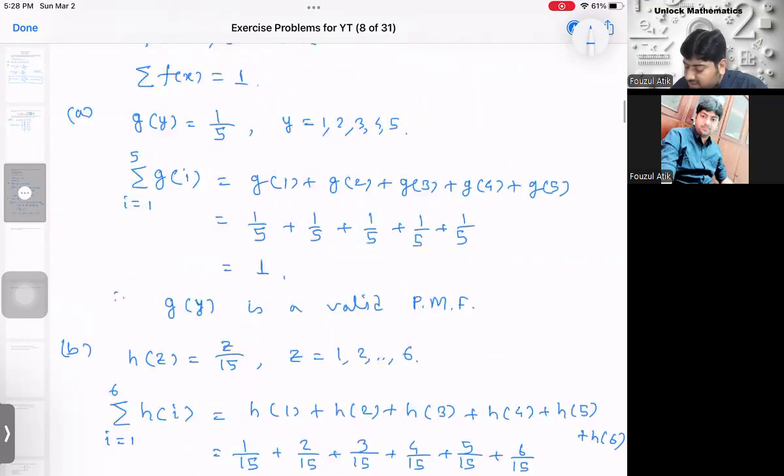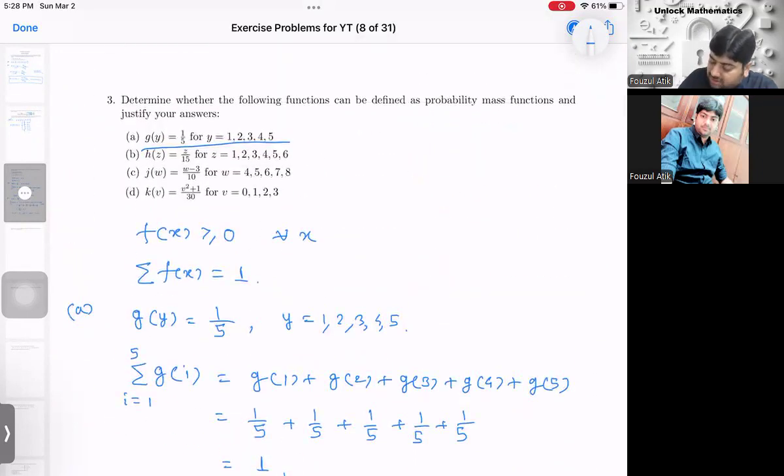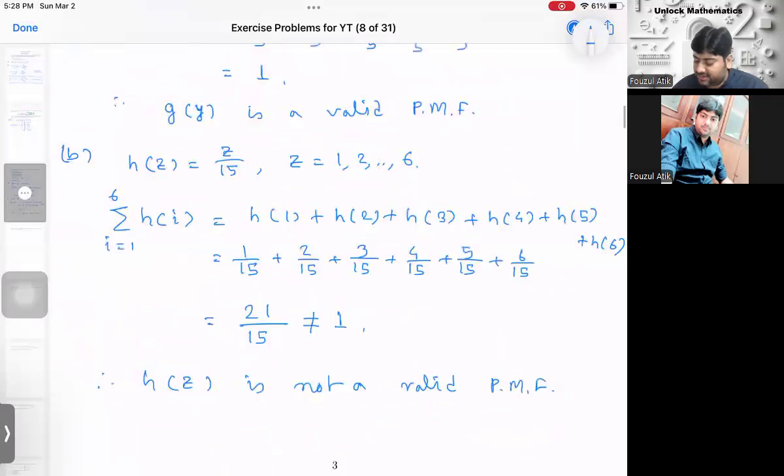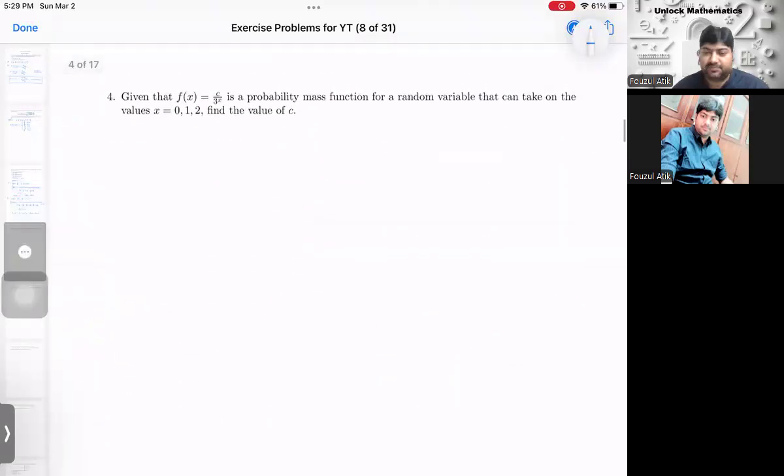Done. In the same way, can't you do part C and part D, the third and fourth questions? Just check whether the first condition is satisfied or not, and if the first one is satisfied, check the second condition. Then you can easily declare whether it is a valid PMF or not, right? So I'm not going to do the C and D parts. I hope you can do them. So let us move to the next question.